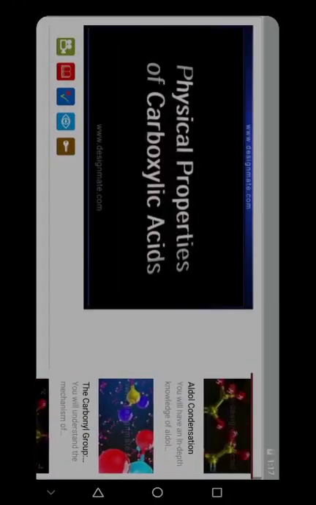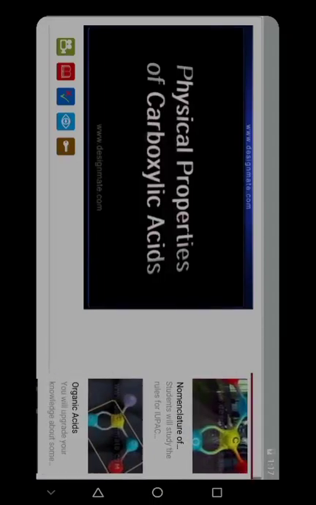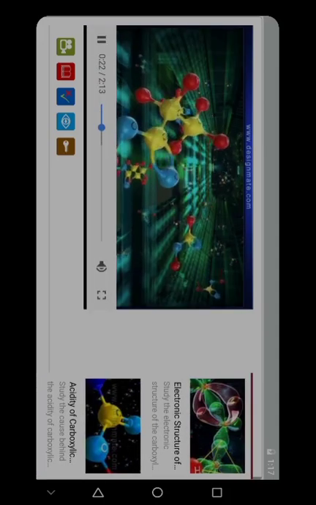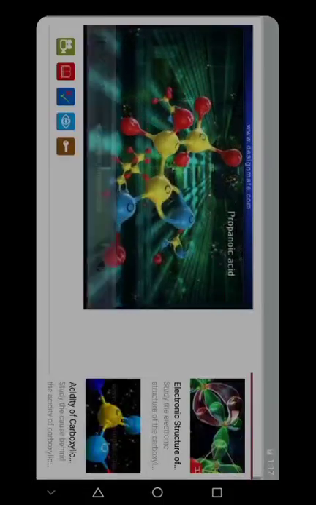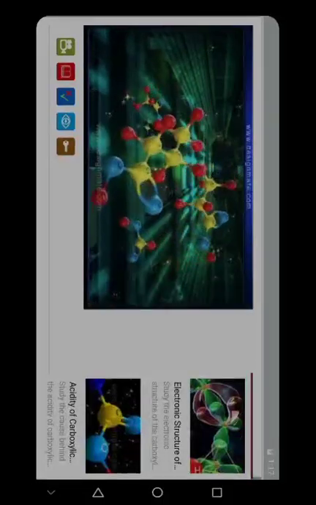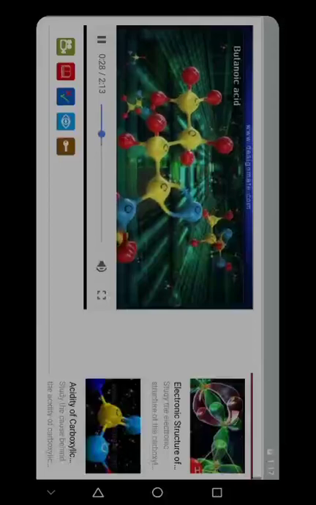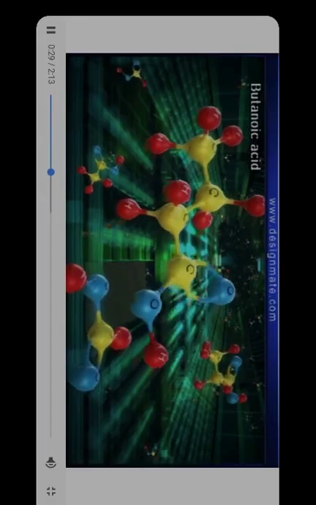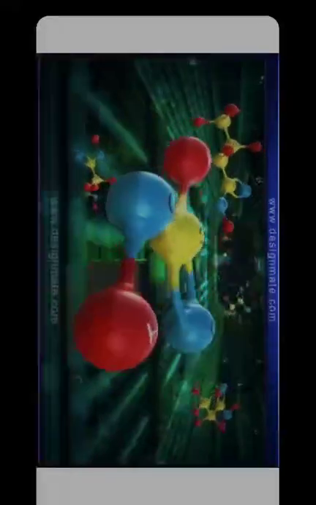Physical properties of carboxylic acids. In this topic, we will study some of the physical properties of carboxylic acids, such as boiling point, melting point, and solubility. Aliphatic carboxylic acids, consisting of 1 to 9 carbon atoms, are colorless liquids at room temperature and odorless. For example, formic acid, ethanoic acid, etc.